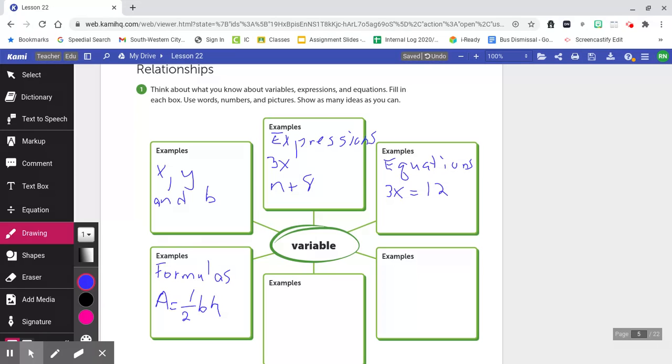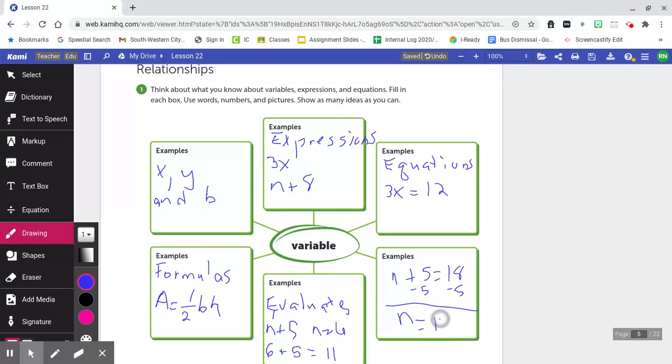And you can evaluate, which means to solve. For example, n plus 5, if n is equal to 6, then you would substitute 6 plus 5, and you would get the answer of 11. One last one, you can solve an equation with a variable. So let's say we said n plus 5 equals 18. I subtract 5 from both sides, and I get n equals 13.